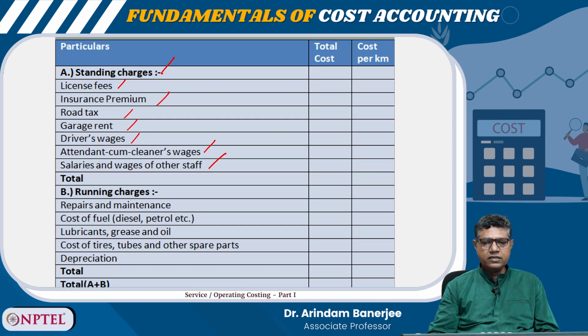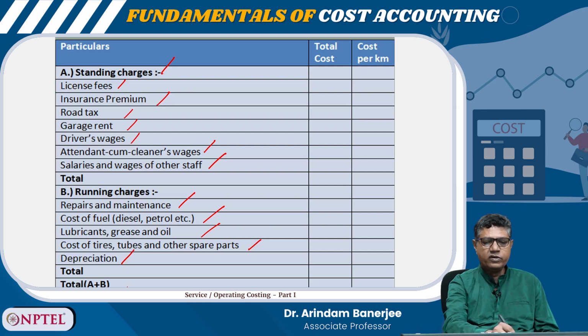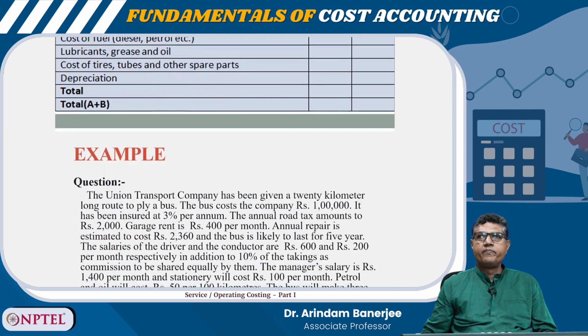Then there are running charges. Running charges are repairs and maintenance, cost of fuel, lubricants, cost of tires, tubes and other spare parts, and depreciation. So, if you add these two, the total will be A plus B and you will get the total cost. Okay. So, this is the format for the cost sheet for a transport company.